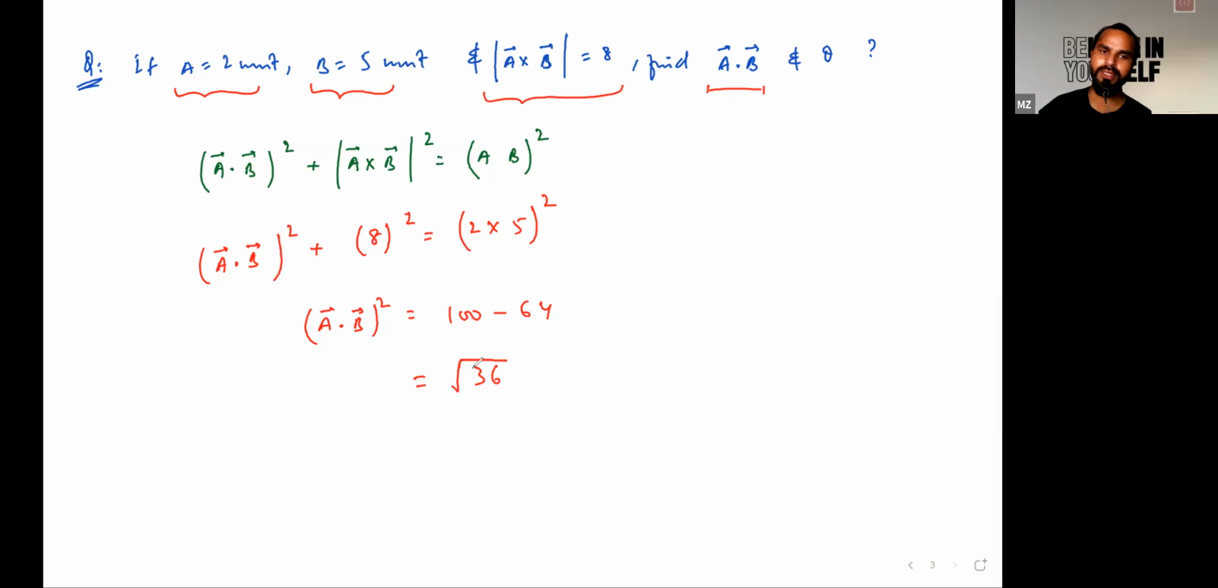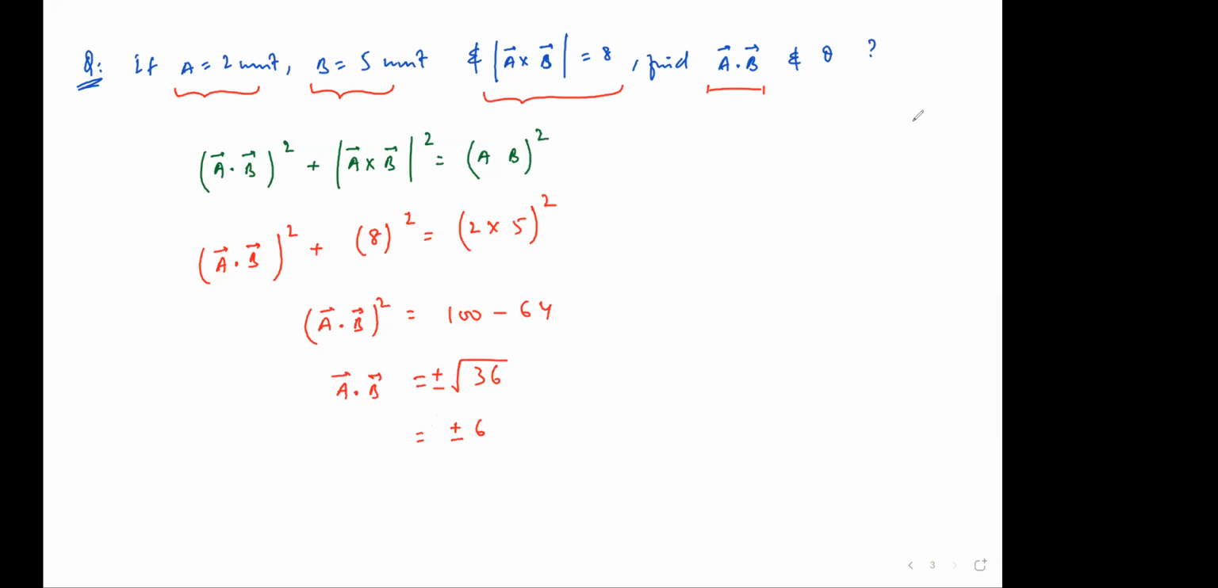So we take square root to find A dot B. Now on taking square root, its value would be positive or negative both. So it will be plus minus 6. Is it clear to everyone? Yes, sir. Okay.